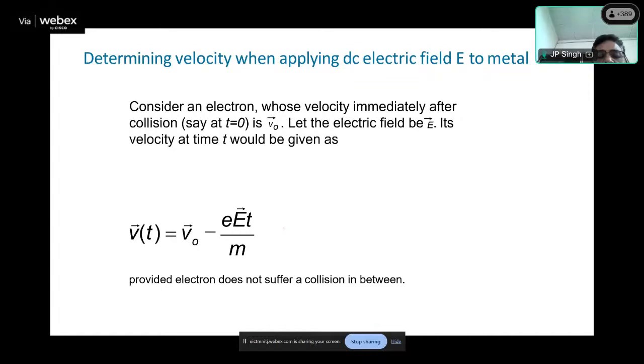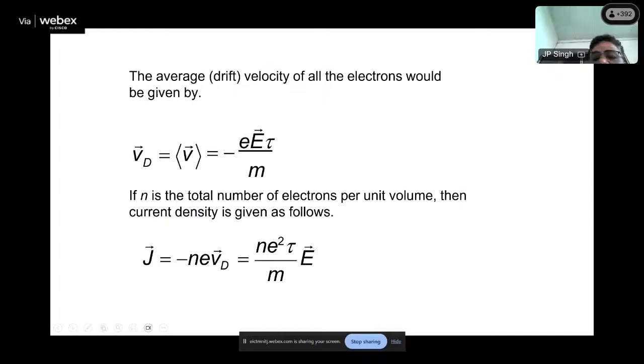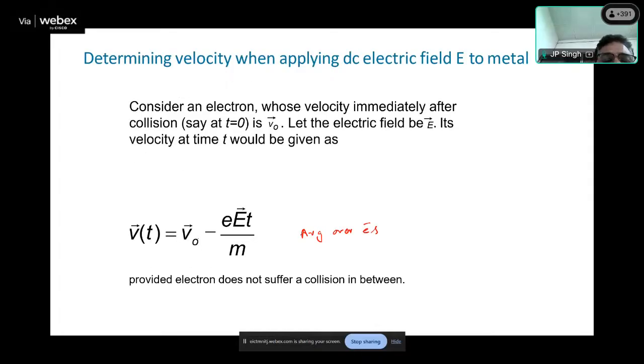Okay, so I was telling you, this is the equation which we got because of Newton's equation of motion for the electron. If I take the average over all the electrons of this velocity, and these numbers are huge, something like 10 raised to power 28 per meter cube, then what will happen?